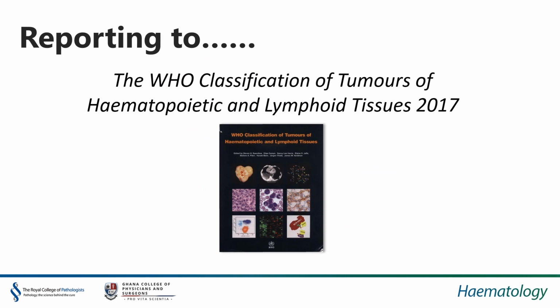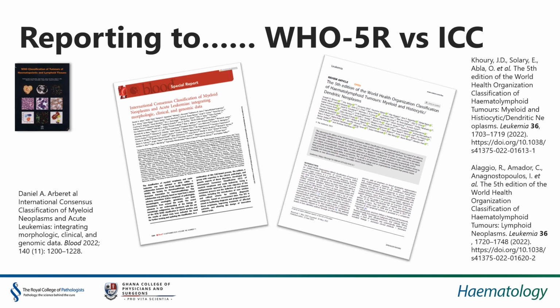And in terms of reporting, how do we go about this? Well, we currently report to the WHO, World Health Organization, 4th edition on the classification of hematopoietic and lymphoid tissues, and this was published in 2017. However, much more recently, two new proposed classifications have been published in manuscript format, with the World Health Organization 5th revision published in Leukemia, and the International Consensus Classification published in Blood. And these are the references in which they have been published for you to have a look at, and you can download them freely from the internet.